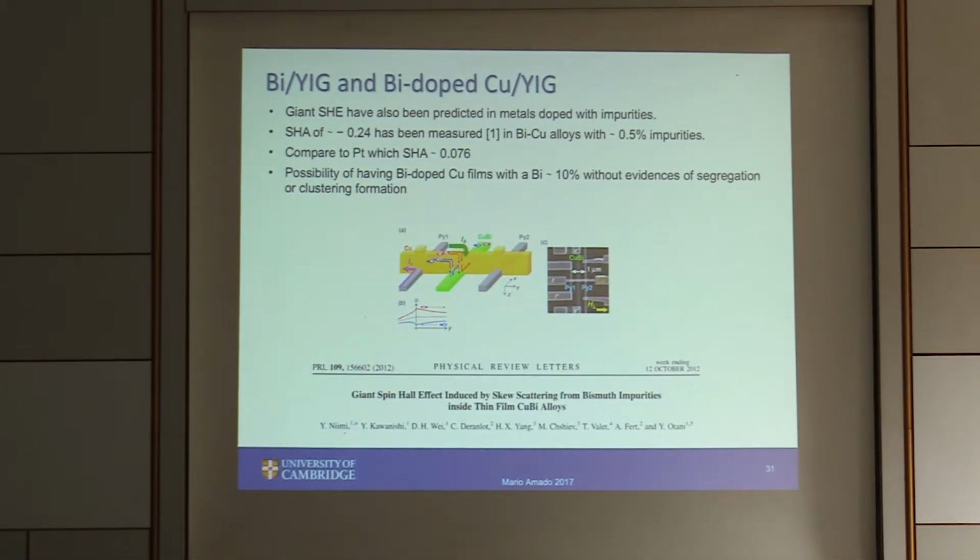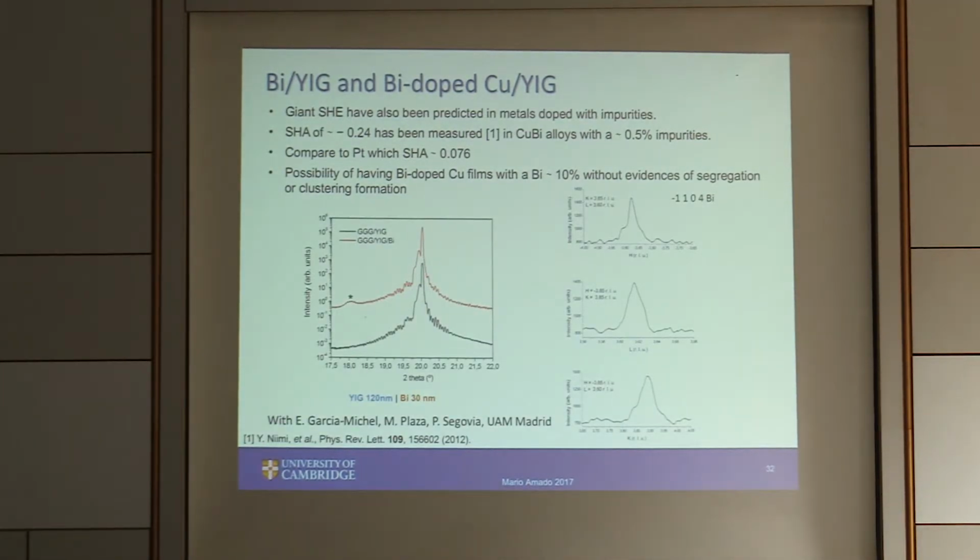We wanted to know if it would be possible to introduce more impurities of bismuth in copper and then try to get a higher value for the spin Hall angle. So the first thing we studied, we went to a synchrotron and said, okay, are we able to grow bismuth on YIG, just bismuth on YIG? And the answer is yes. It took us a little bit of time.